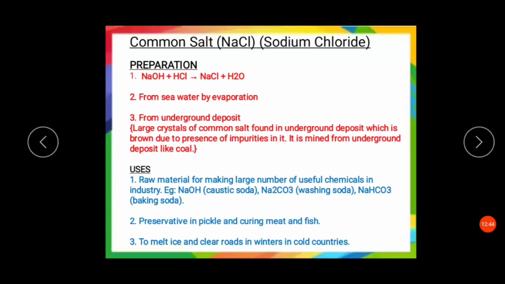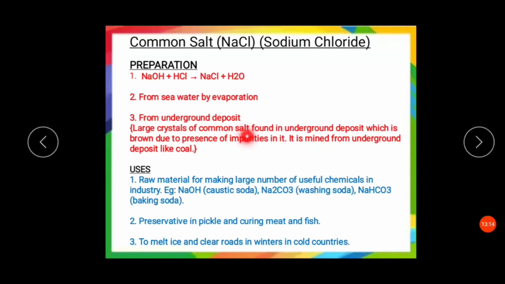How is it prepared? It is prepared when NaOH and HCl combine to form NaCl and H2O. This is the first method through which it is prepared. The second one is from seawater by evaporation. We know that the common salt which we have in our kitchen is obtained from seawater through evaporation. But there is some other method also, from underground deposits.